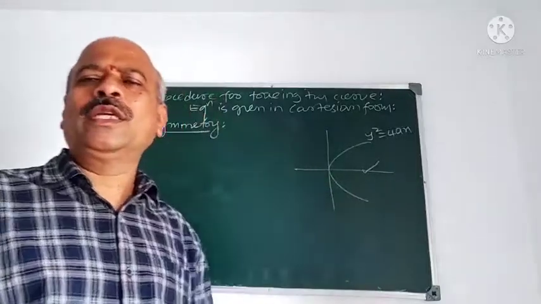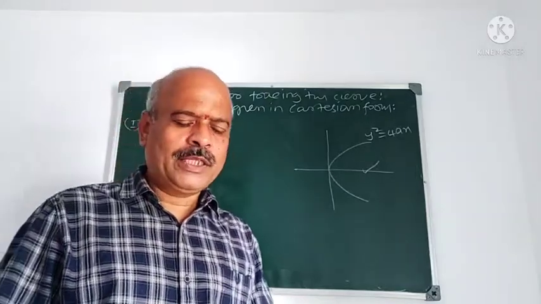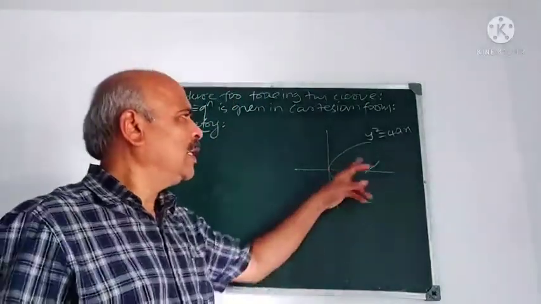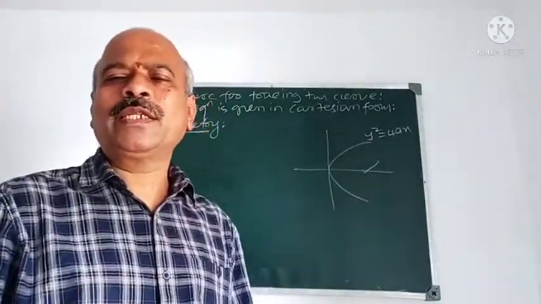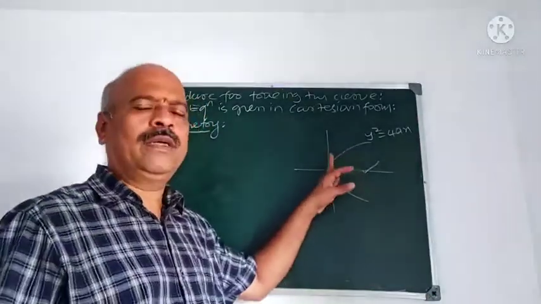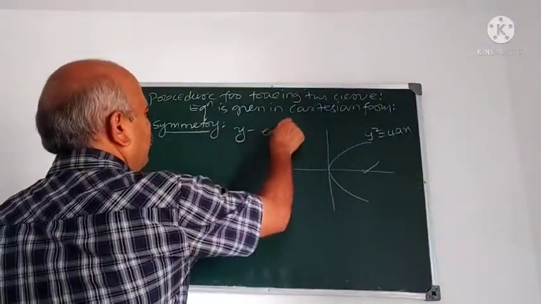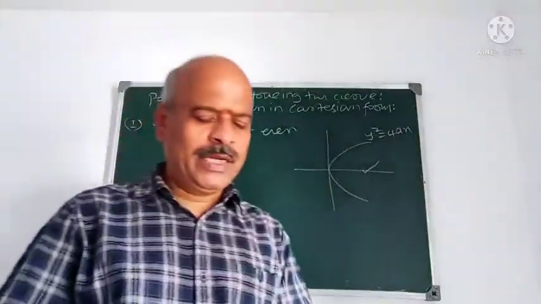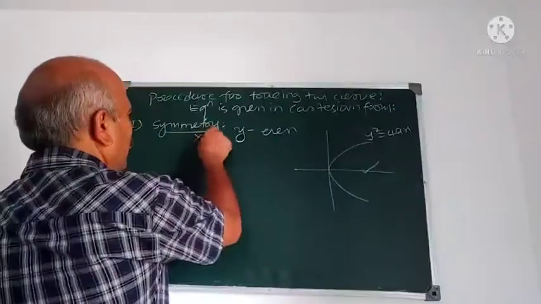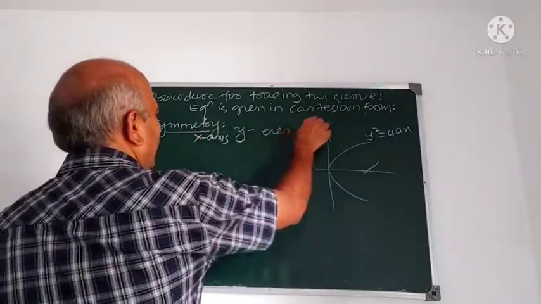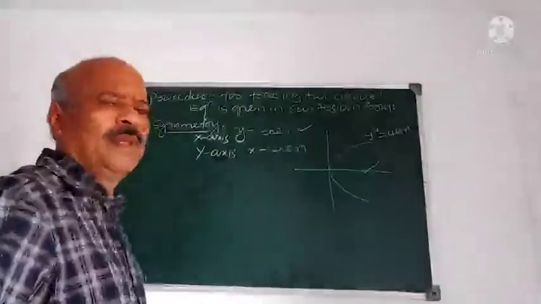Now we have a simple way to find out whether the curve is symmetric about the x axis, y axis, or a different line. First, if the equation of the curve is given as a rational algebraic equation in x and y, then the curve is symmetric about the x axis if all the powers of y are even, and symmetric about the y axis if the powers of x are even.